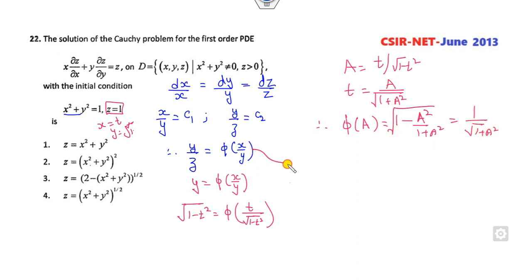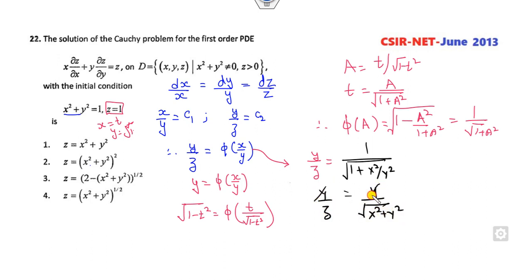Fine. So I can substitute this, y over z is equal to phi, that is x over y. So 1 plus x square over y square. So you can simplify this, y is upside, x square plus y square, y over, y will be cancelled out, so z will be my here. So the fourth option is the only right answer of the problem.